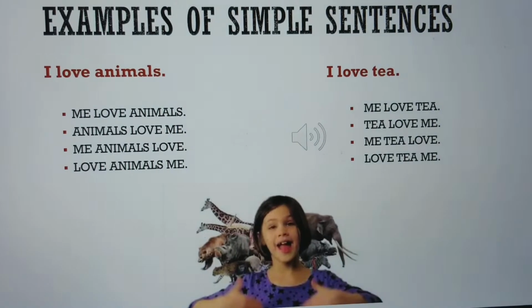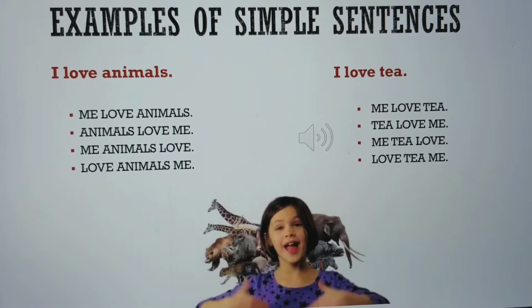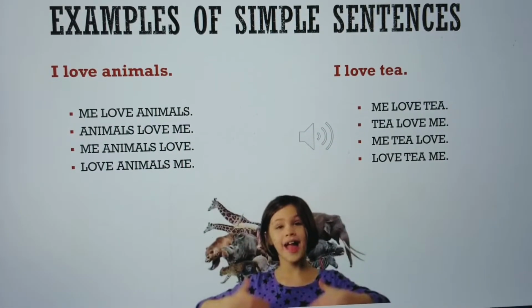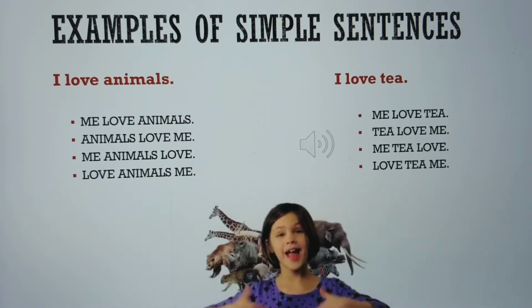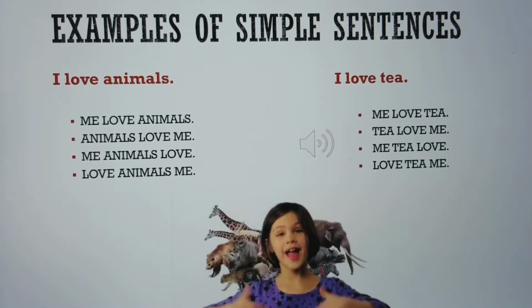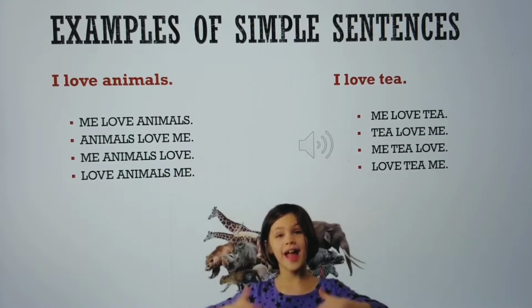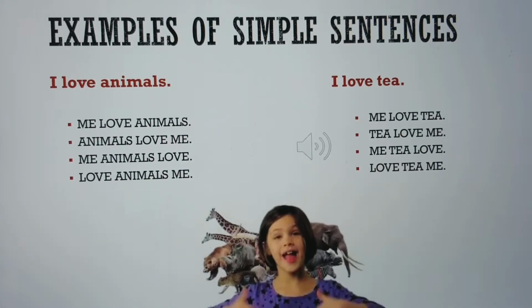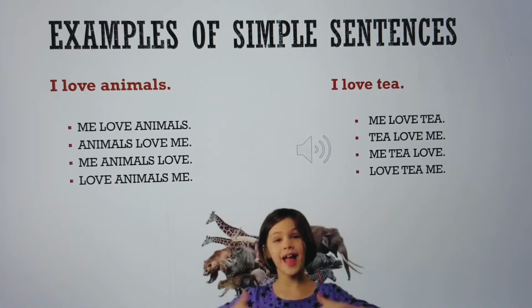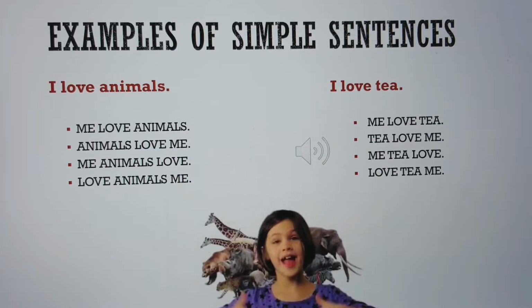A couple of examples of simple sentences that I've given are I love animals and I love tea. As we can see here with I love animals, when glossed, there's a minimum of 4 different ways of doing it. There are additional ways, but the ones I've included would be me love animals, animals love me, animals love, and love animals me.